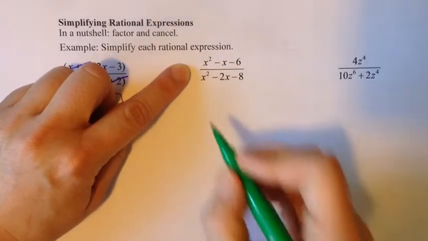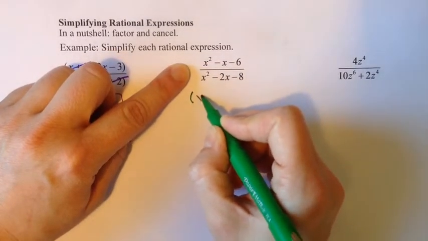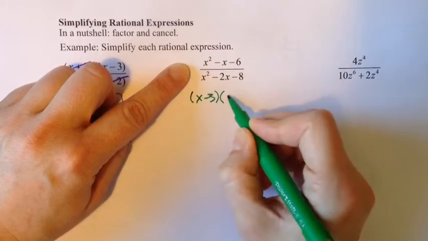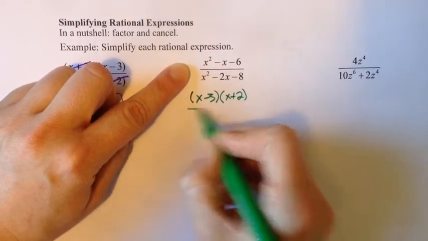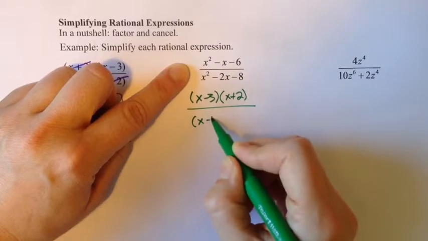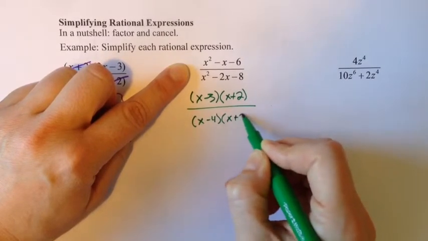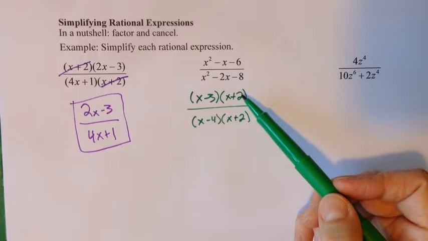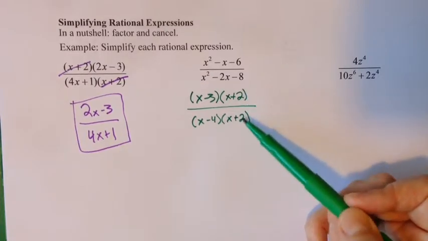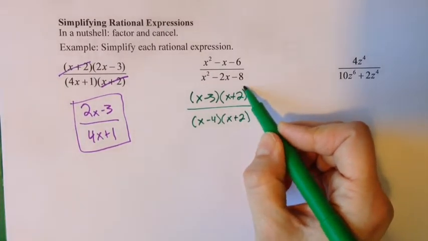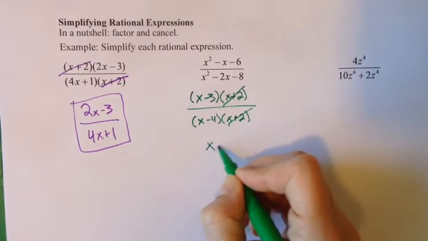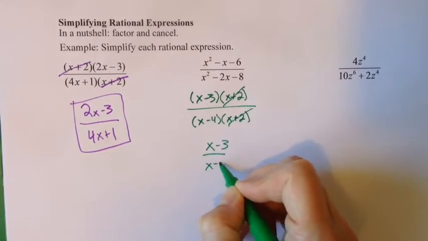factors to cancel. So I noticed that this top factored as x minus 3 times x plus 2, and the bottom factors as x minus 4 times x plus 2. And aha, we've got a common factor here. The top has an x plus 2, the bottom also has an x plus 2. So I can cancel those out, leaving me with x minus 3 over x minus 4.